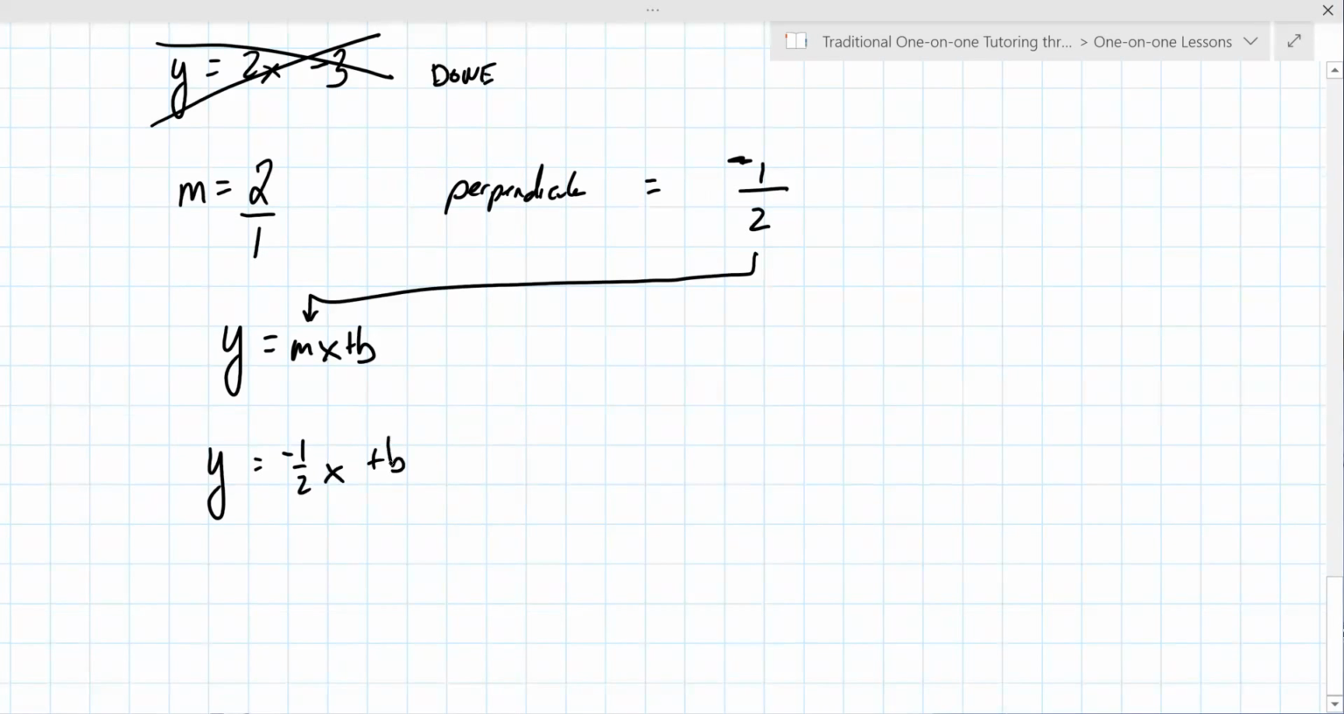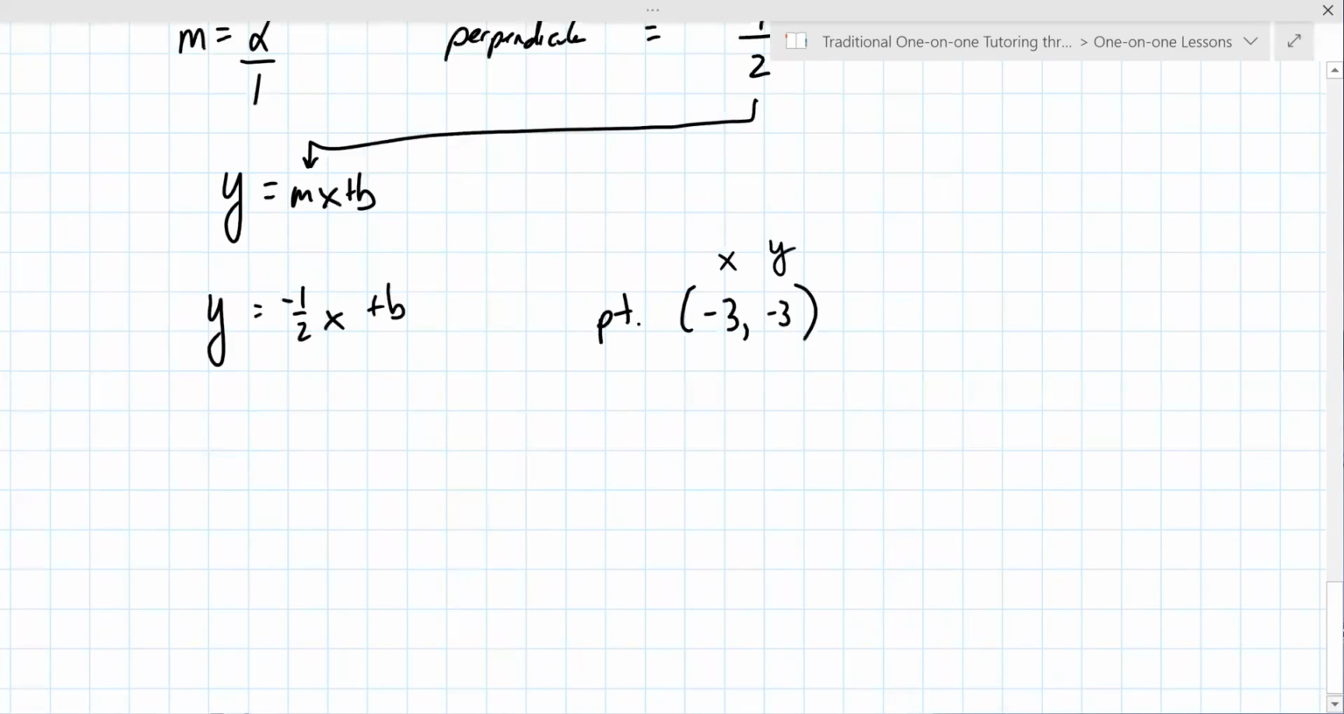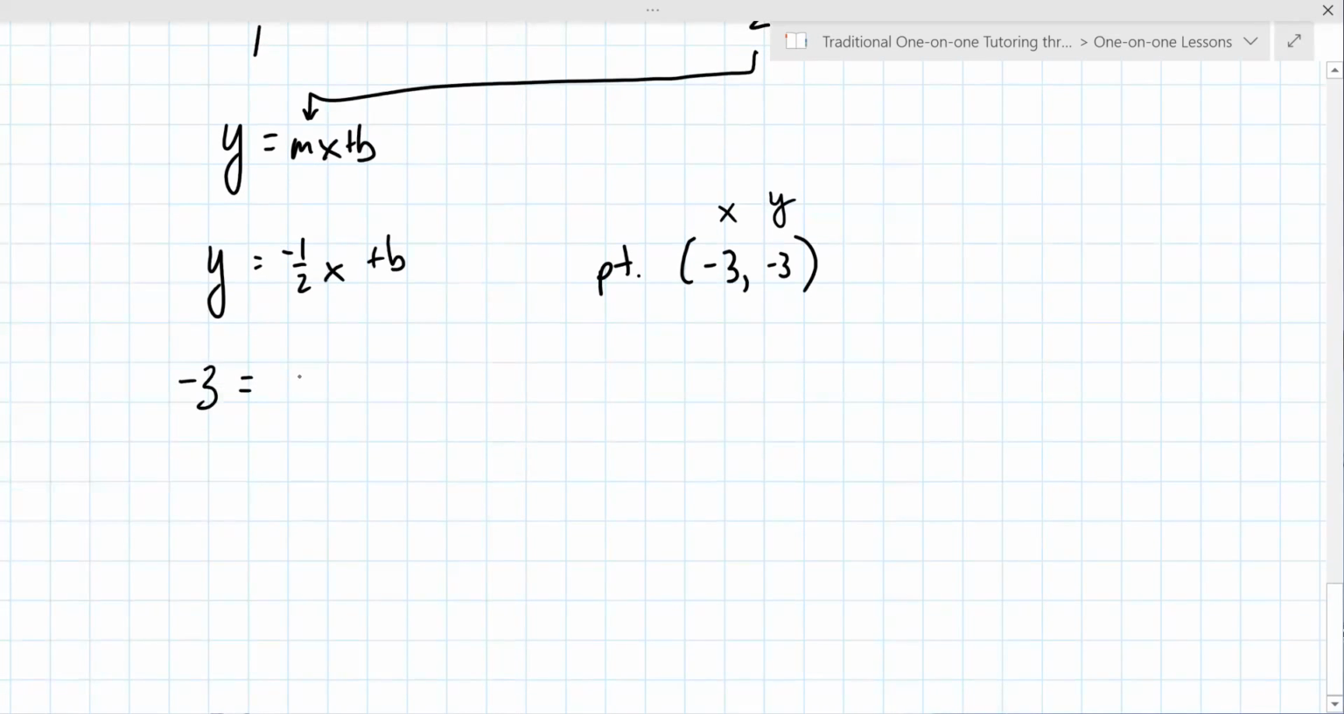Now they give you a point. They tell you it has to go through this point, -3, -3. So that's your x, that's your y. So -3 equals -1/2 times -3 plus b. You take that point, you put those values in, and then you solve for b.